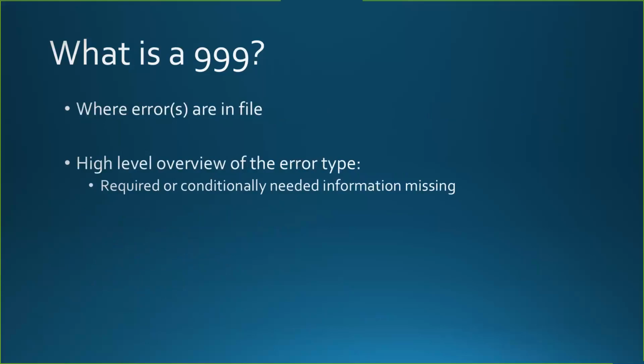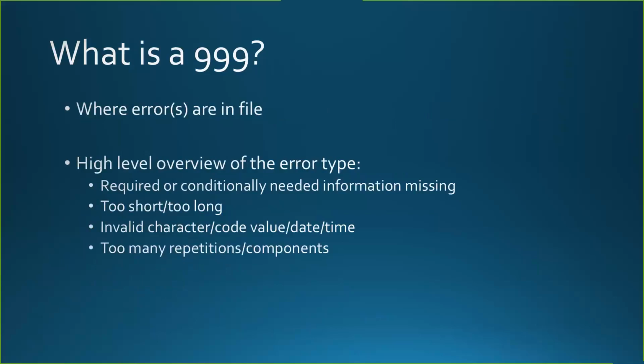So one example of a reject would be that a required or conditionally needed piece of information is missing. So if you send one thing, it means another thing is required and that second piece isn't sent. That would be a 999 reject. If something is too short or too long, so for example, a zip code can only be 5 or 9 digits. So if you sent one with 4 or 10, that would hit a 999 error. If there's an invalid character, code, value, date, or time, that would be an issue.